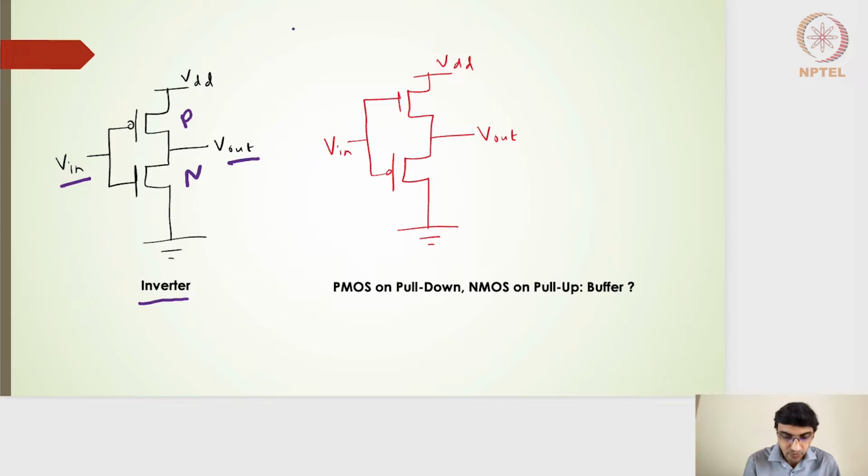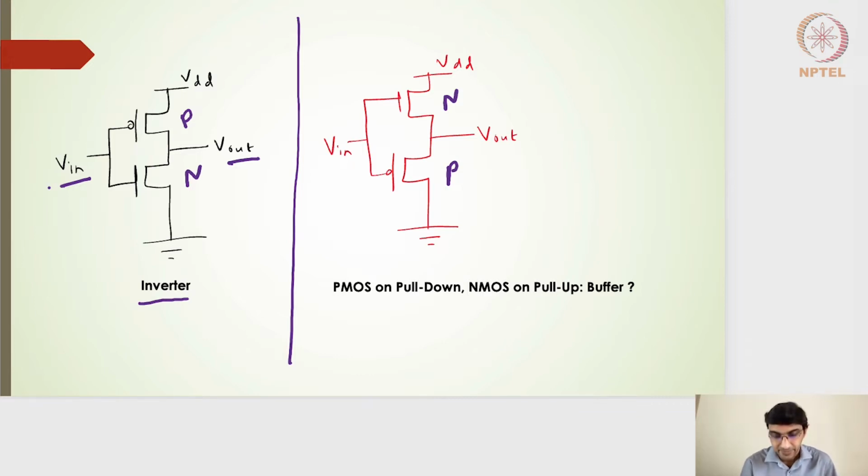Similarly, what if I have this kind of transistor configuration, where the NMOS is here and the PMOS is here. If I look at the left hand side and the right hand side, you will notice that the PMOS and the NMOS transistors are completely swapped in their positions. The NMOS is now closer to the VDD rail, and the PMOS is now closer to the ground rail. But the input is very similar to what we had seen for an inverter design.